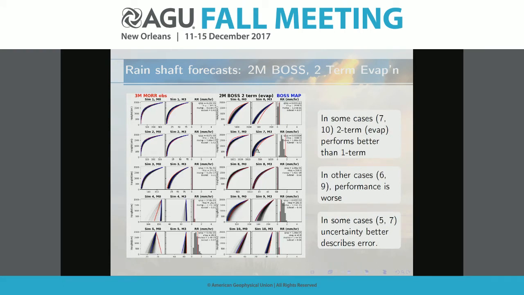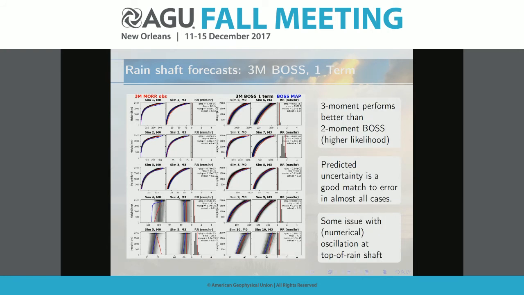Moving on to two terms, it does a little bit better, but not even enough to be worth talking about. For the three-moment BOS, we actually get a lot better performance in general, and very interestingly, the predicted uncertainty is a better match to the forecast error. So that, I think, is an important finding.